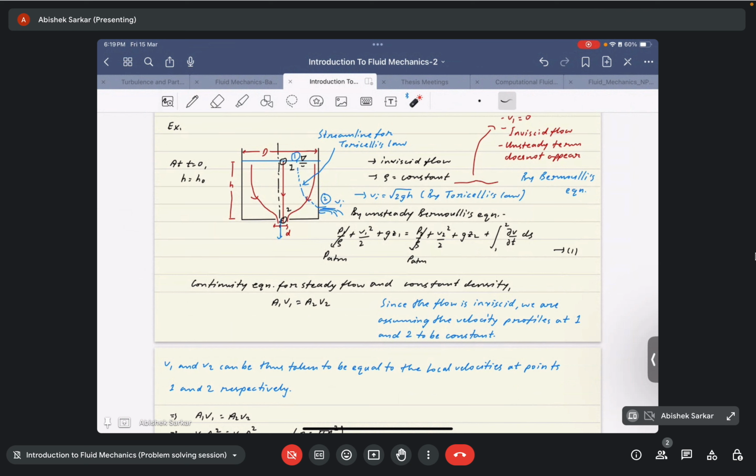The assumptions we take are that the flow is inviscid and density is constant. By applying the unsteady Bernoulli's equation, because right now we have not mentioned that the flow is steady, we get P1 by rho plus V1 square by 2 plus g z1 is equal to P2 by rho plus V2 square by 2 plus g z2 plus the unsteady term, the integral from 1 to 2 of dou V by dou t ds.